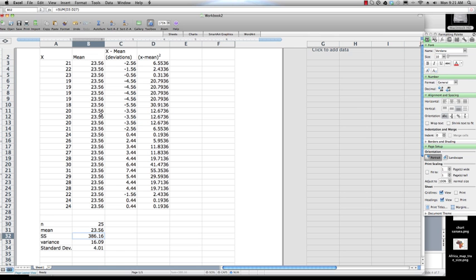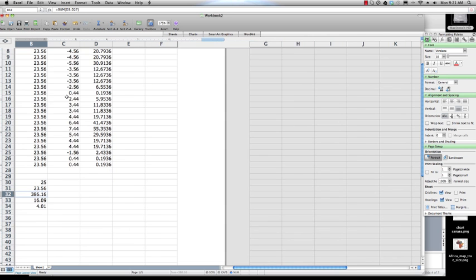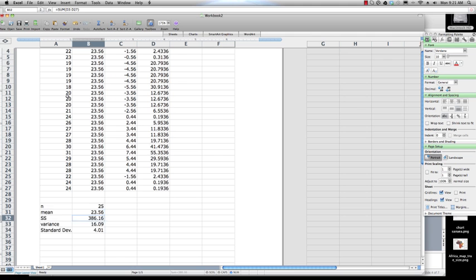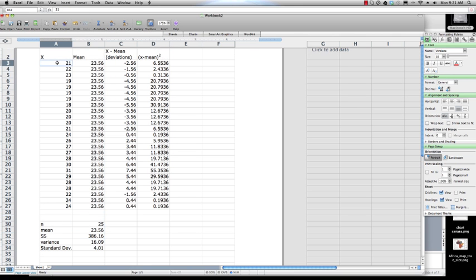Now what we're going to do is take x, and we're going to subtract the x bar. So x minus the mean equals the deviation. So x minus x bar, or the mean, equals the deviation for that particular data point. We know that the 21-year-old is minus 2.56 years away from the mean. The 22-year-old is minus 1.56 years away from the mean, and so on and so forth. So we get all those things.